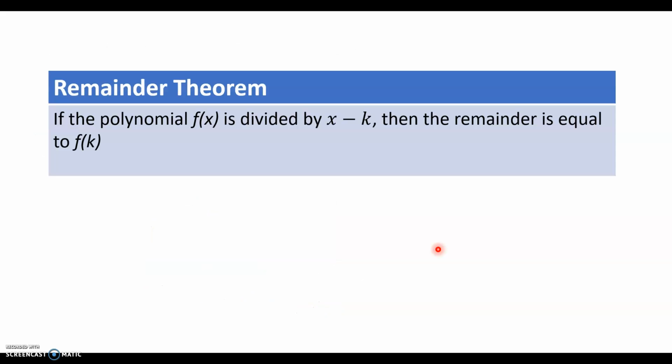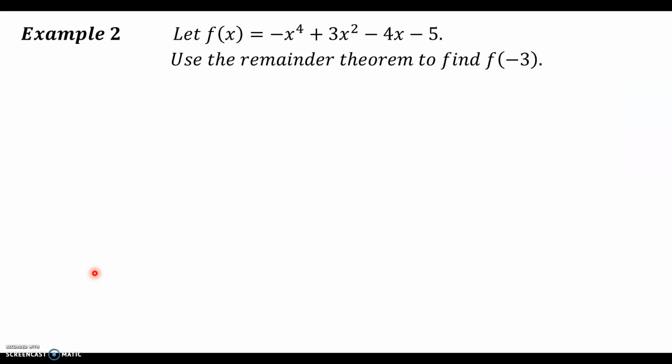Now let's talk real quick about the remainder theorem. What the remainder theorem is saying is that if I have a polynomial f of x, and it's divided by x minus k, then the remainder is equal to f of k. This can be very useful for us. Let's look at an example here. So let's have f of x be equal to this here, and I want to use the remainder theorem to find what f of negative 3 is.